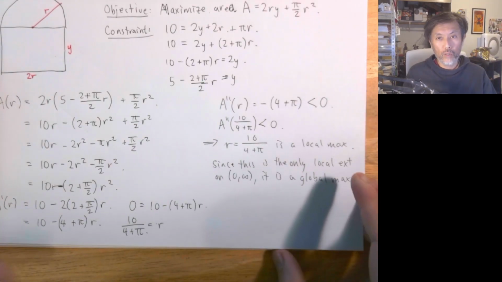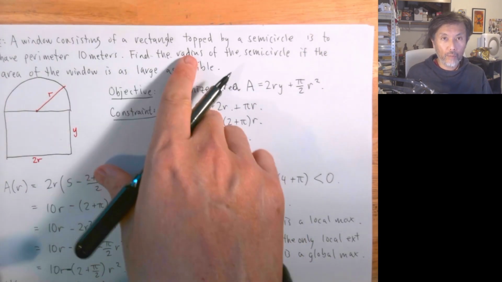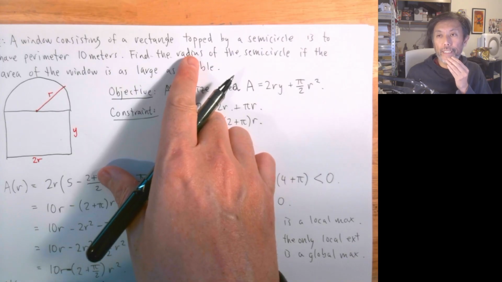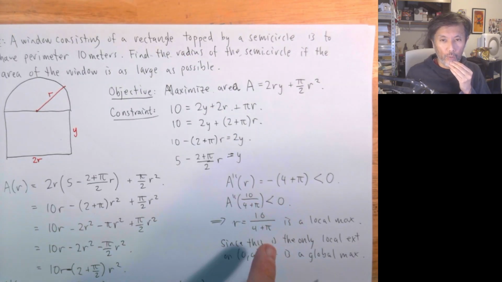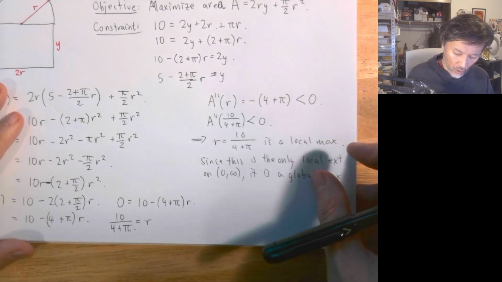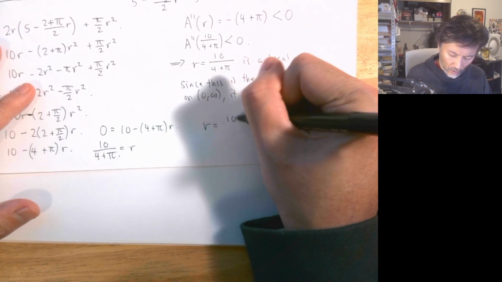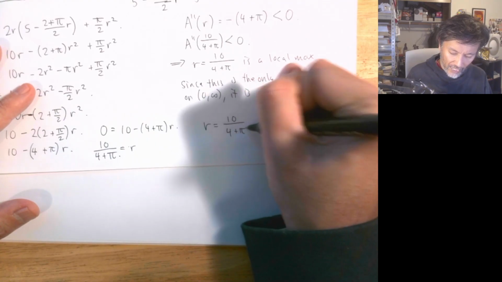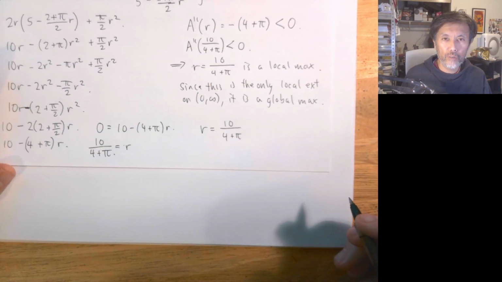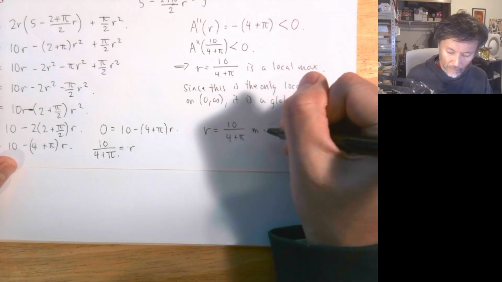And note or recall what the problem wanted. It wanted the radius, and guess what we just found? The radius. It's 10 over 4 plus pi. So the radius is equal to 10 over 4 plus pi, and we should include units on this as usual, and this is meters.